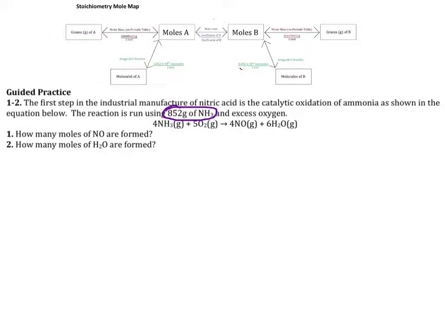In this situation, A is the NH3. So again, we're starting here with grams of NH3, which happens to be this right here. And what this first problem is asking for is how many moles of NO are formed. Notice how this is a different substance. So it's asking for moles of a different substance.